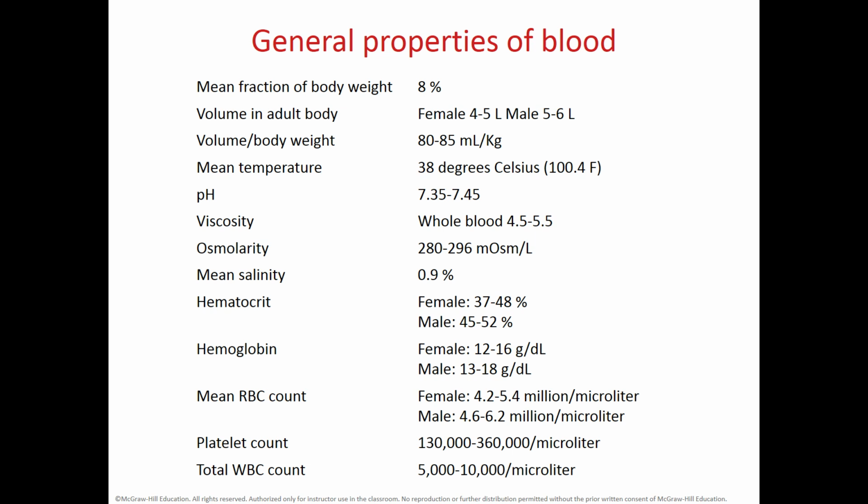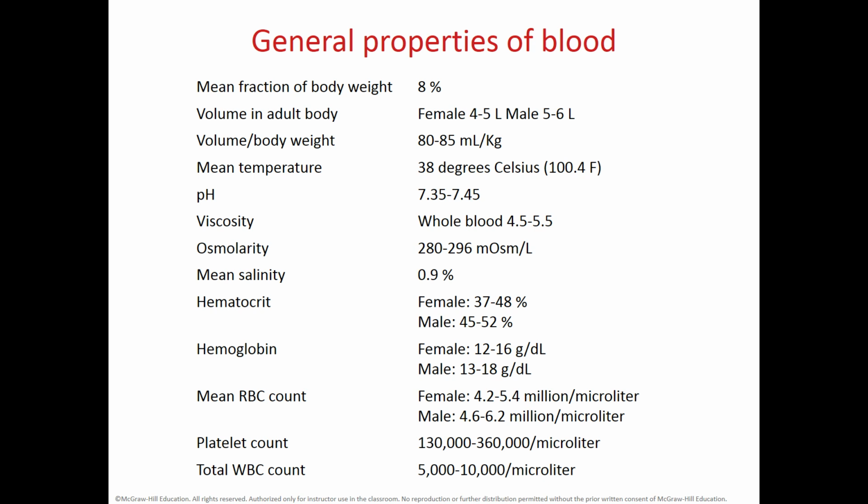pH of the blood is between 7.35 and 7.45, and the blood is more viscous than water, of course. So the viscosity of the whole blood will be between 4.5 and 5.5. And within the blood we have different molecules that provide a property that we call osmolarity, and we have between 280 and 296 millimoles per liter in the blood. And we have sodium chloride dissolved within the blood that makes 0.9% of the salinity of the blood.